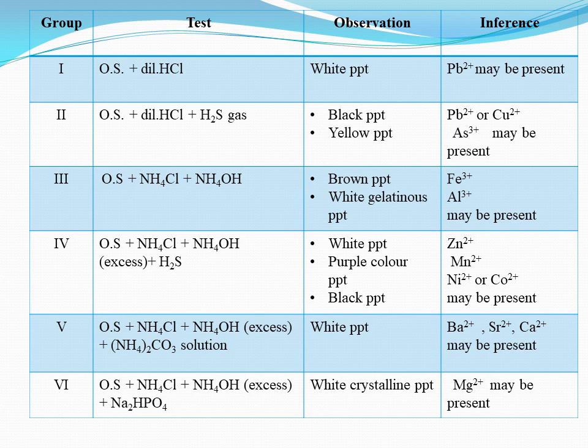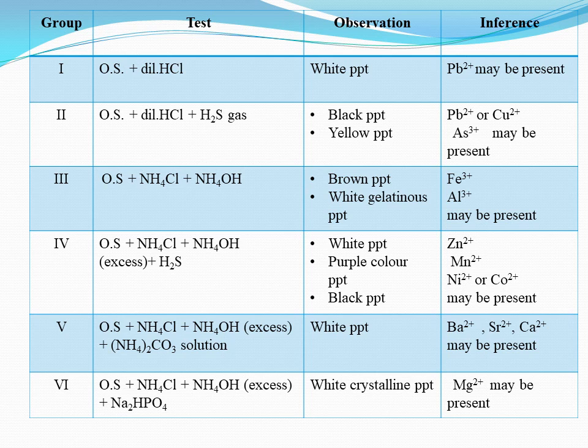Now take 1 ml of original solution. To this add 1 ml of dilute HCl and pass some H2S gas. If you get a black PPT, lead or cupric ion may be present. If you get a yellow PPT, arsenic ion may be present. So depending upon the type of PPT obtained, do the confirmatory test of that particular radical. If you are not getting any PPT in the second group, it means that second group basic radicals are also absent.